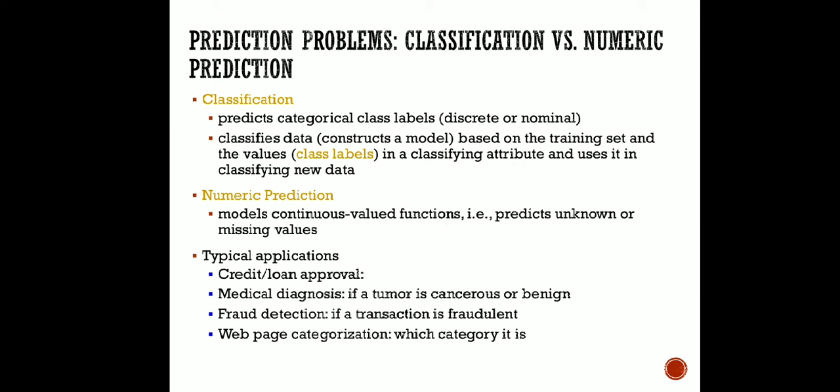Here numeric prediction models will have continuous valued functions, and can predict unknown or missing values. Now see some typical examples.